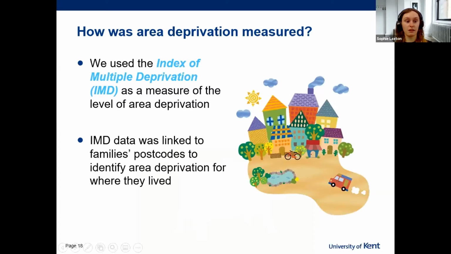To measure area level deprivation, we use the index of multiple deprivation. The data from the index of multiple deprivation was linked to families' postcodes to identify the area level deprivation for where they lived. We used the 2019 version of the index of multiple deprivation to make sure that our data accurately represented area level deprivation.